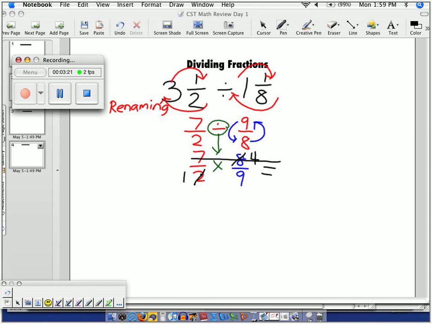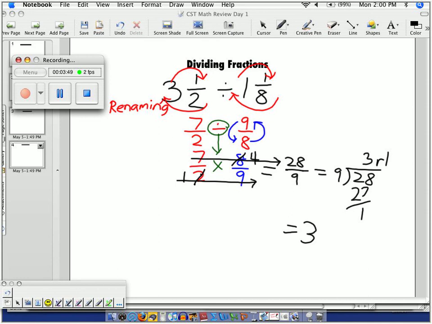7 times 4 is 28. I evaluate numerator times numerator, and denominator times denominator. Oh, my bad, 1 times 9 is 9. Improper fraction needs to change. So how many 9's are there in 28? 3 of them, with how many remaining? 1, with 1 remainder. Okay, then this makes the whole mixed number 3 1/9. Oops, that looks like a 2. Let me rewrite that: 3 1/9.